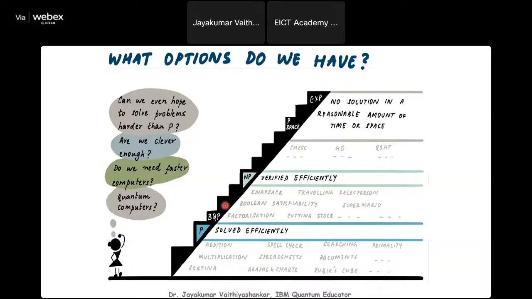Is this slide understandable, can we go to the next one? So all these problems belong to the BQP class. Shall we go? Okay, fine.